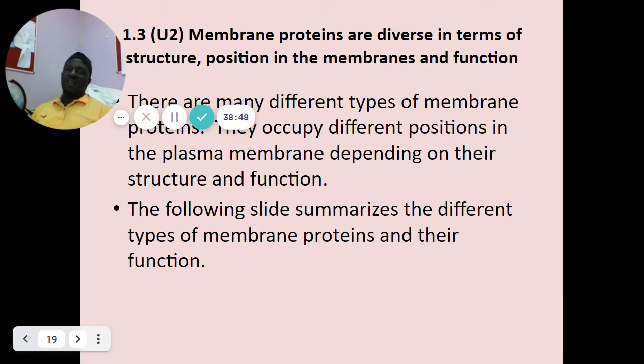Membrane proteins are diverse in terms of structure, position in the membranes, and function. So here I want everyone to draw their attention to membrane proteins. They serve different purposes depending on the location, the position, and the structure. So structure relates to the function of that protein. There are many different types of membrane proteins, and they occupy different positions in the plasma membrane depending on their structure and function. The following slide summarizes the different types of membrane proteins and their function.